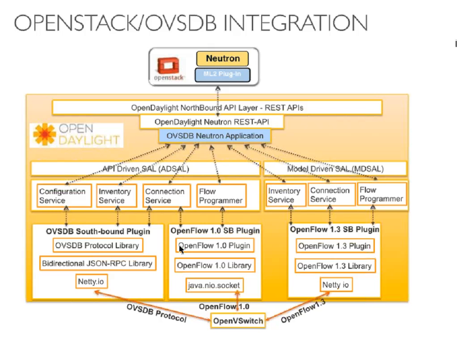I guess the way the drawing looks right now to me, on the left side with the ADSAL, it looks like it uses OVSDB and OpenFlow 1.0, and on the MDSAL, it looks like it just uses OpenFlow 1.3. Yeah, it's my mistake. My picture is not that obvious. If you look at the OpenDaylight architecture, the plugins at the bottom have no interaction sideways. They don't interact at all.